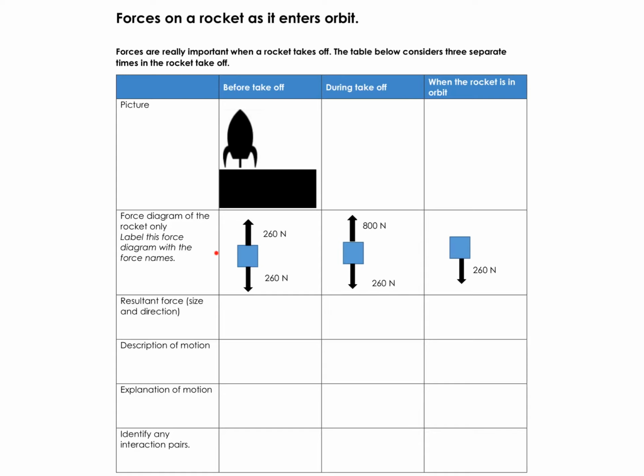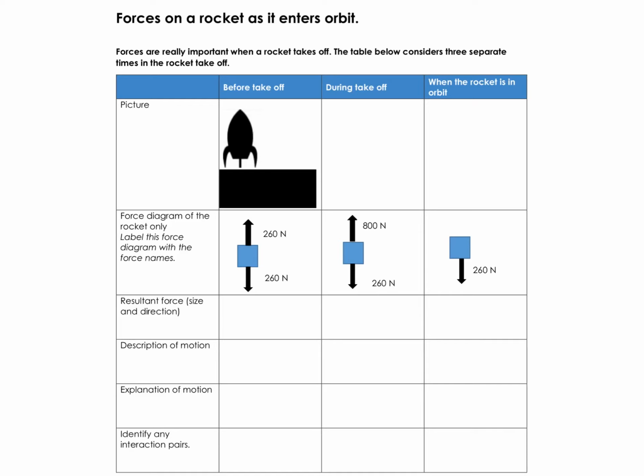What this row is asking you to do is to label this force diagram with the force names. So when the rocket is just still, not moving, there is a force of 260 newtons down, and you need to think about what that force is called and write it here. Then there is also a force acting up of 260 newtons. You need to think about what that force is called and write it here. Then you need to do the same here.